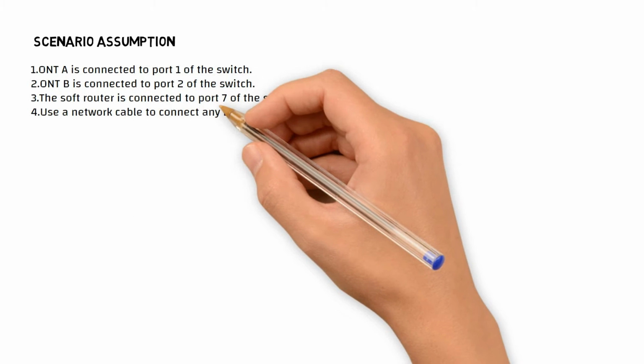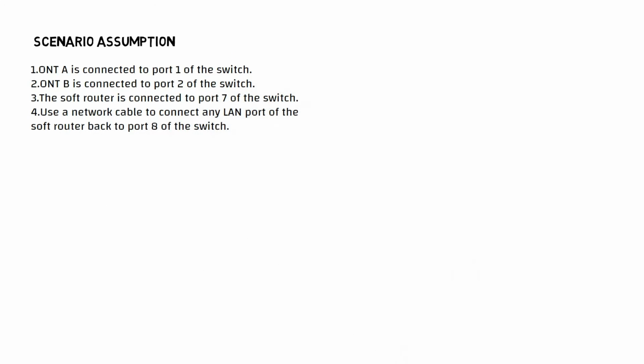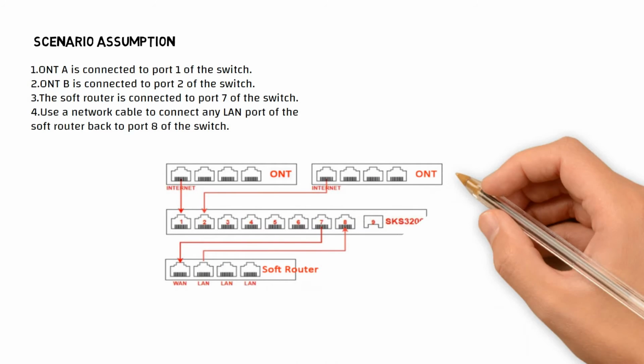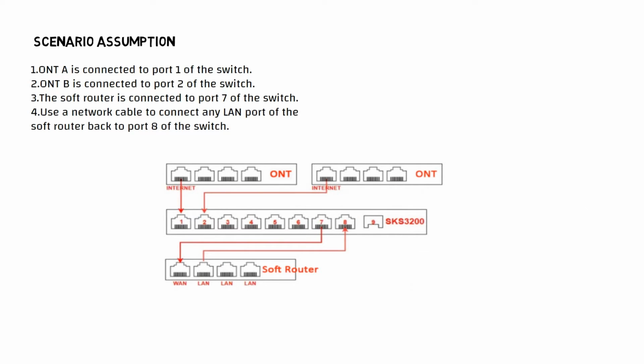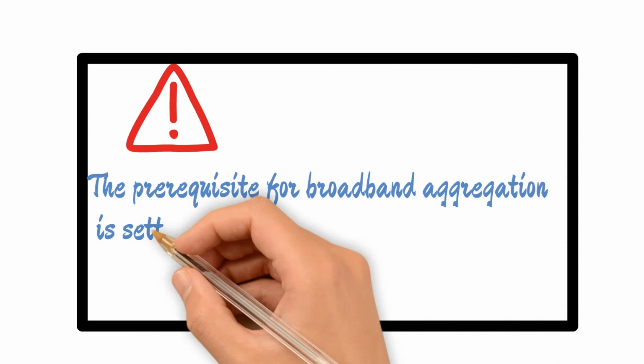Another network cable is used to connect any LAN port of the soft router back to port 8 of the switch. Using a browser to access the IQI management interface, you can configure the PPPoE connections one by one to get online. However, note that the prerequisite for broadband aggregation is setting the ONTs to bridge mode, with the soft router handling PPPoE dialing.